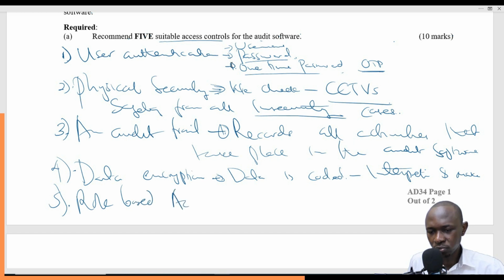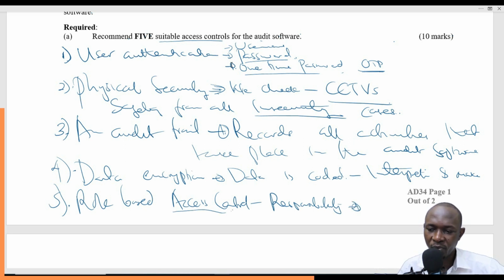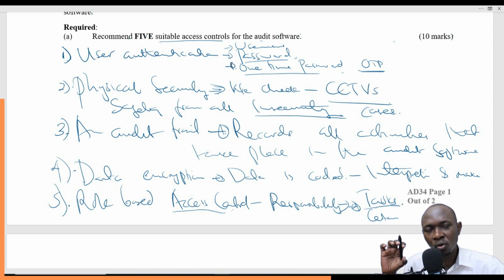Role-based access control, where only the people who have a particular responsibility are allowed to access the audit software. People who have a particular responsibility that is attached to them, or only people who are supposed to perform some certain tasks are allowed entry into the system, into the software, or to perform a certain set of activities, not anybody.